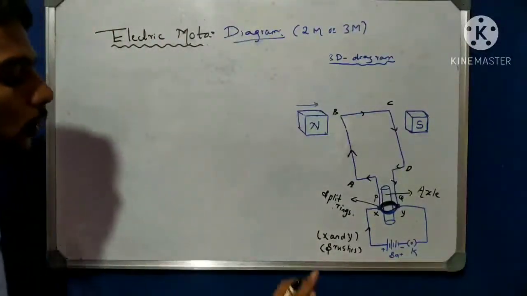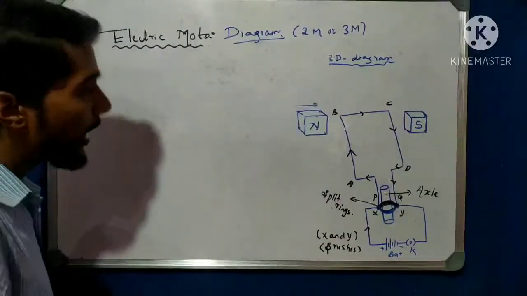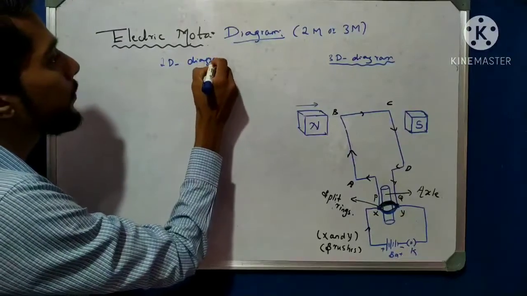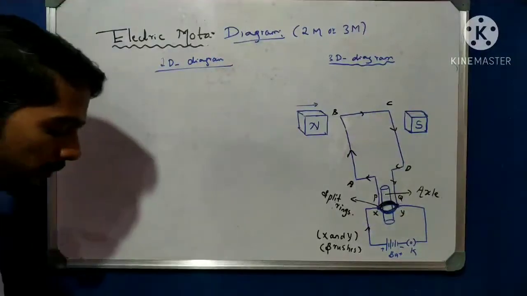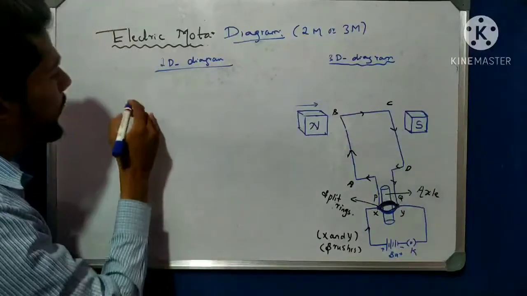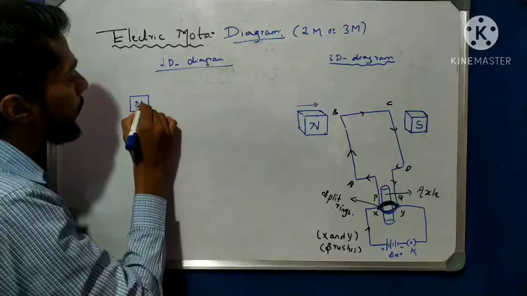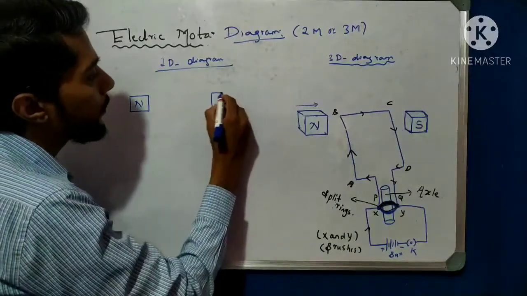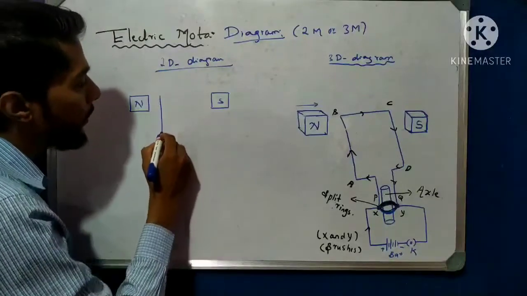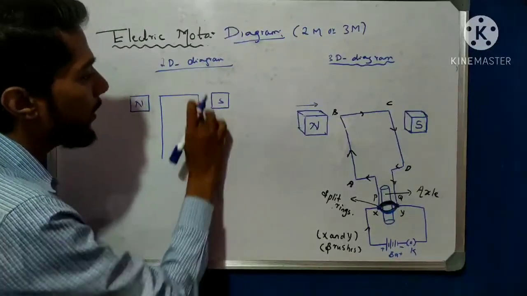Sorry, if you are not comfortable with drawing like that, you can follow the 2D diagram also. Okay, I can write here 2D diagram. See here in the 2D diagram, first the N pole and the S pole. Okay, it is a simple box, now it is a rectangle shape. Simple 2D diagram, there is nothing complicated here.